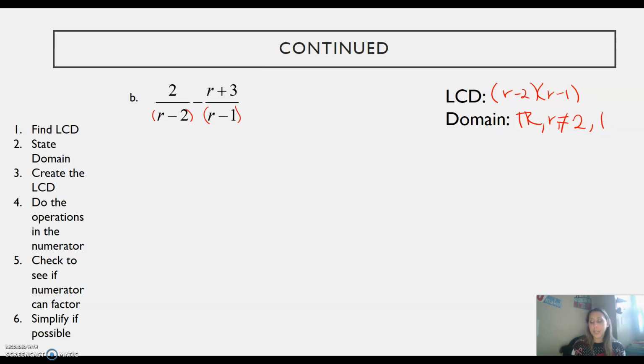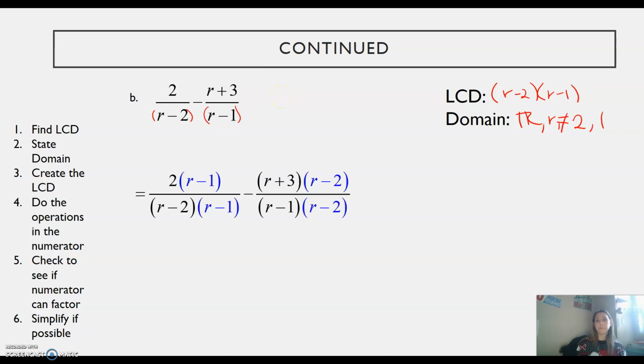Now I need to create that LCD. This already has an r minus 2, but I need an r minus 1. So I'm going to multiply the top and the bottom by r minus 1. This one already has an r minus 1, but I need an r minus 2, so I'm going to multiply the top and the bottom by r minus 2. So when I do that, I end up with this. Now we created the LCD. Look, there it is. Common denominator, common denominator. Now I need to do the operations.